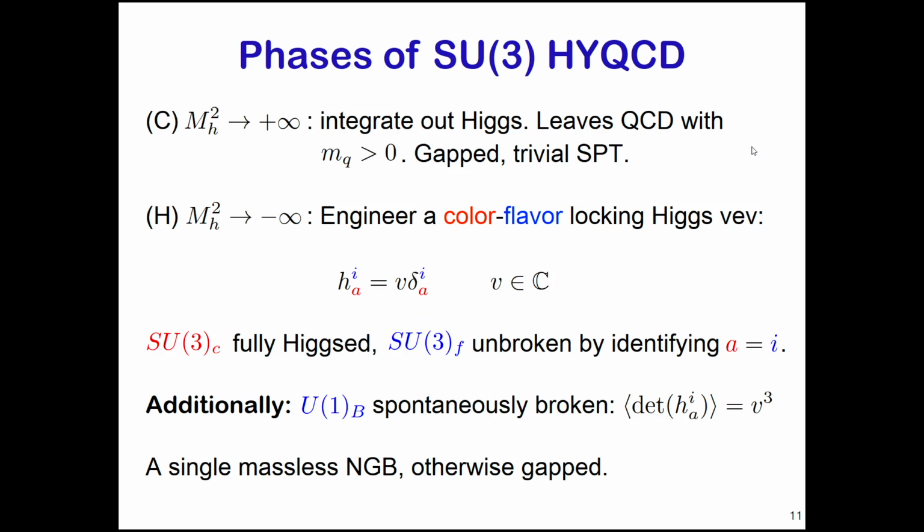That has the interesting feature that the gauge group is completely Higgsed, so the gauge group is gone. And on top of that, the SU3 part of the flavor symmetry is unbroken because of this diagonal identification. So there are no Goldstone bosons for SU3. There is a Goldstone boson for the U1 baryon symmetry, because it turns out that if you take the determinant of this H, which is invariant under the SU3s but has baryon number 2, then that gets a VEV, and the U1 baryon number is spontaneously broken. That means you get a single massless Goldstone boson, and otherwise the theory is gapped.